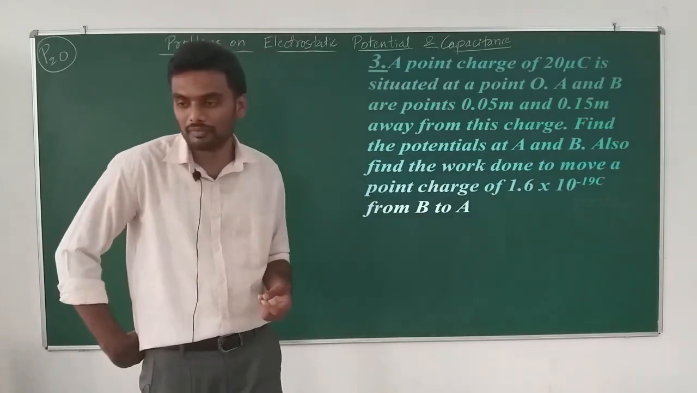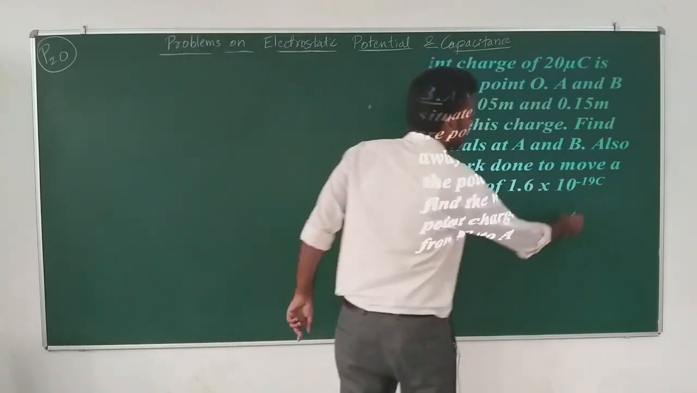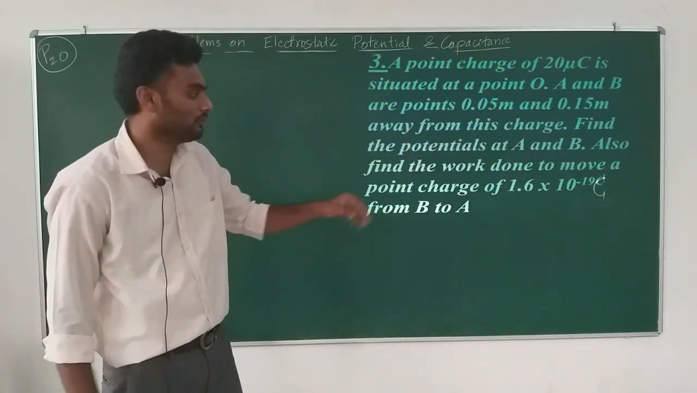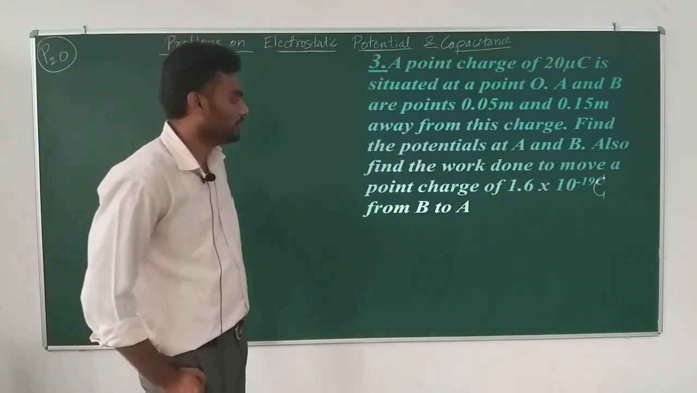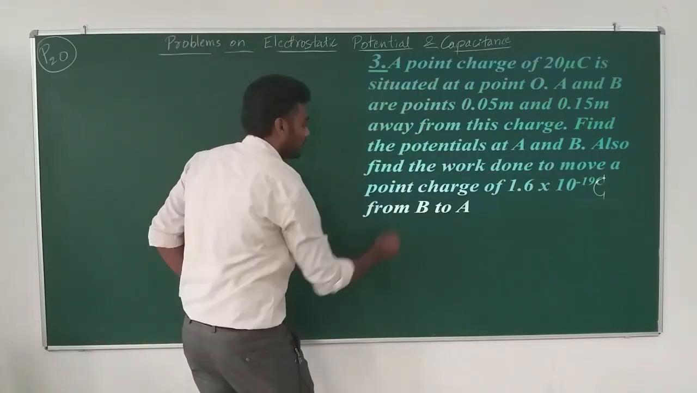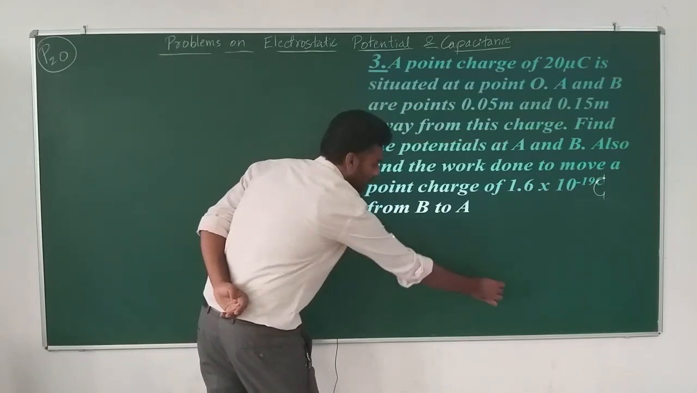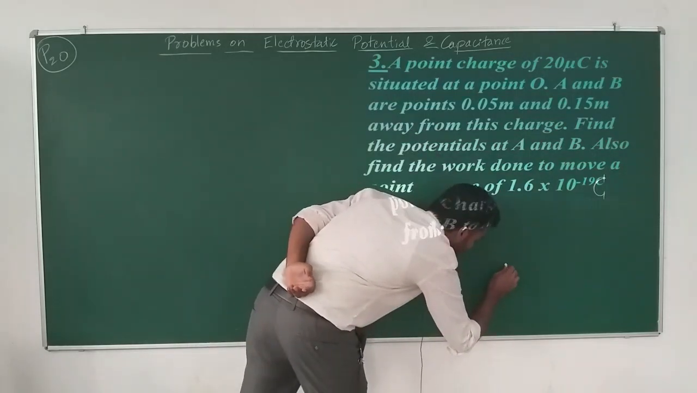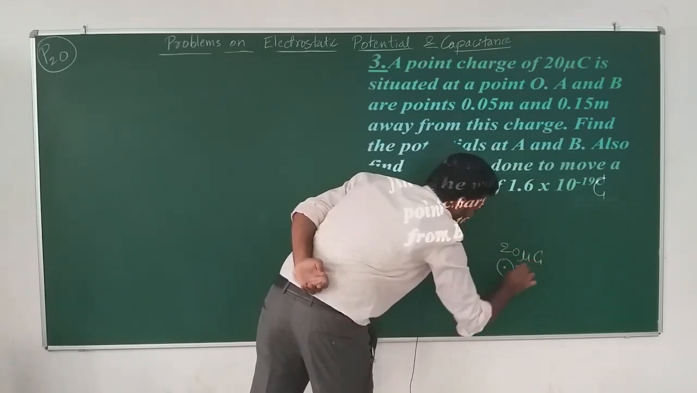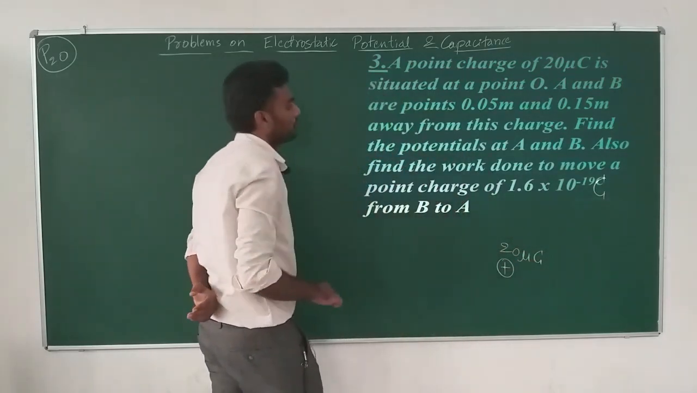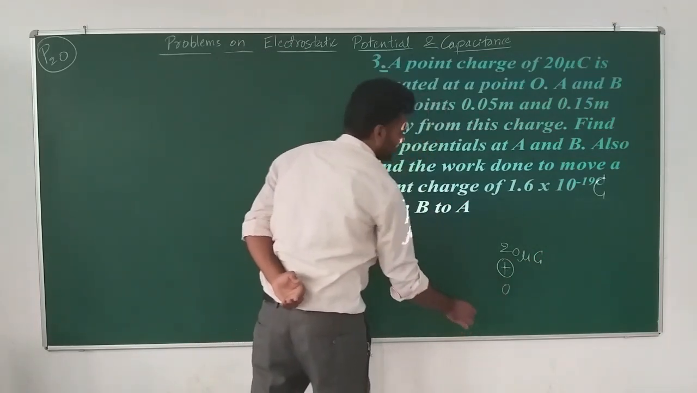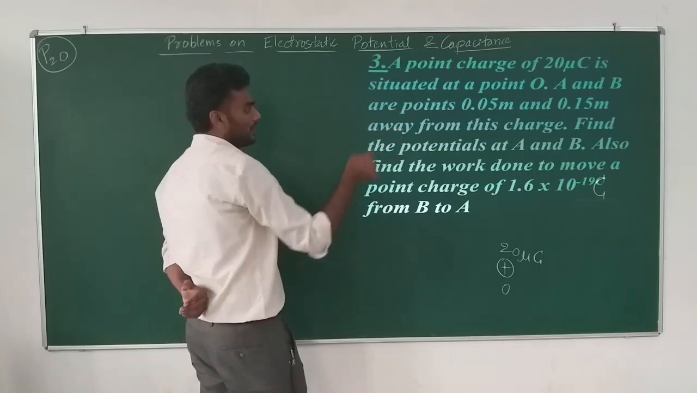It's not 10 to the power of minus 9 C, okay, it's 10 to the power of 9 C, coulomb from B to A. So what we have is a 20 microcoulomb charge at one point. Say this is the point where I have the 20 microcoulomb charge, obviously it is positive, plus 20. So this is the point O. A and B are the points.